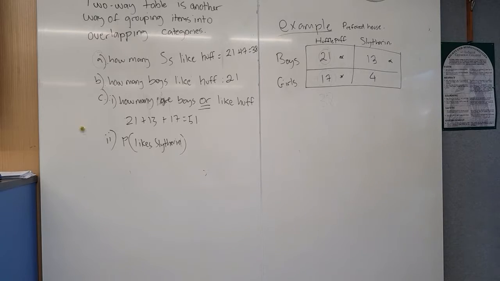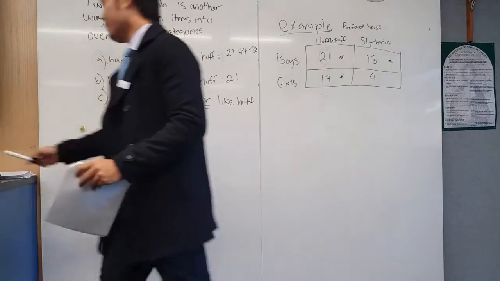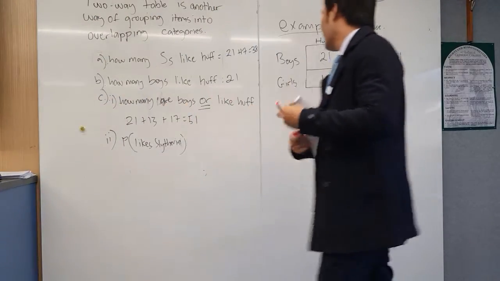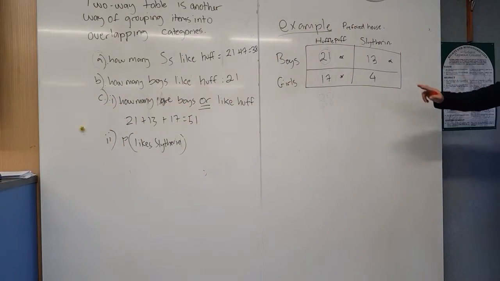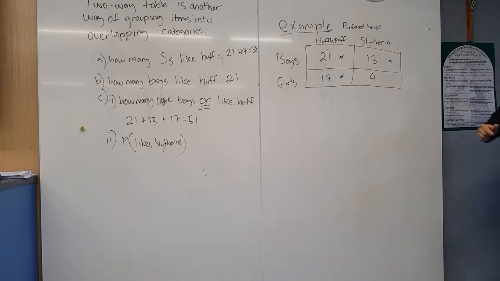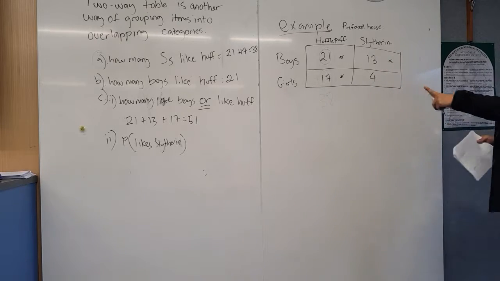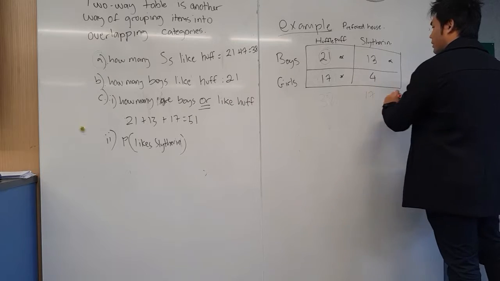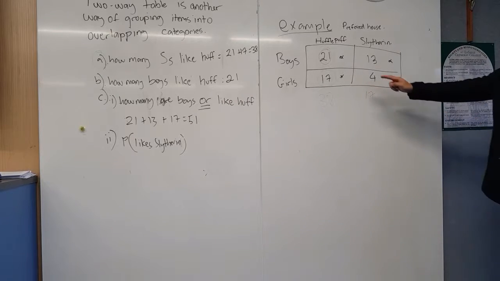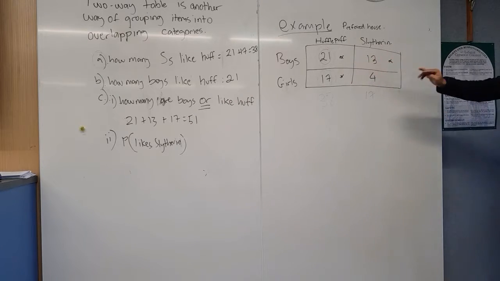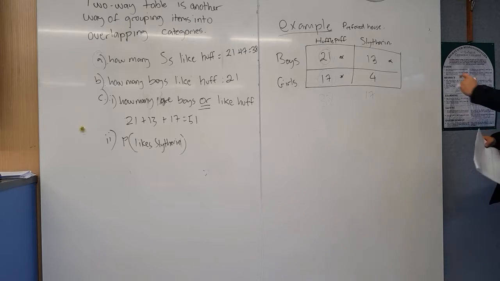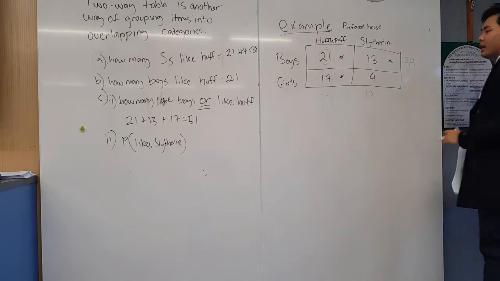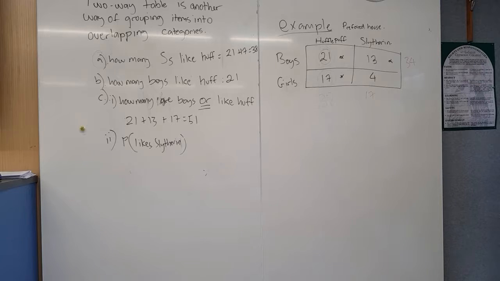So the first thing I do when I get a two-way table, it's really easy: we just add the sides together. So 13 plus 4 is 17, over 55. And then 21 plus 13 as well. This is the first thing I do when I get a two-way table. 21 plus 13 is 34. And then 17 plus 4 is 21.